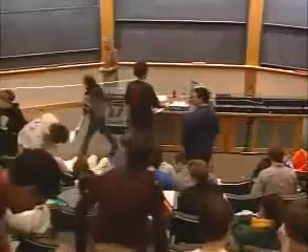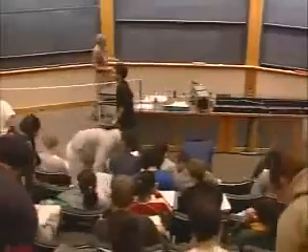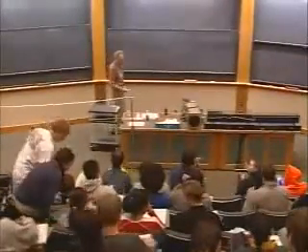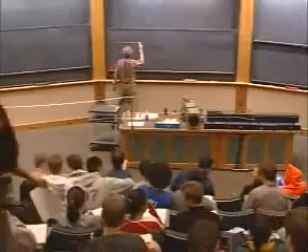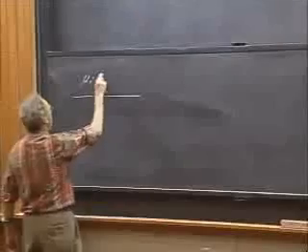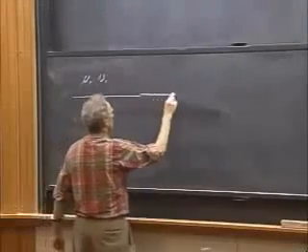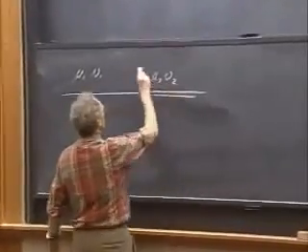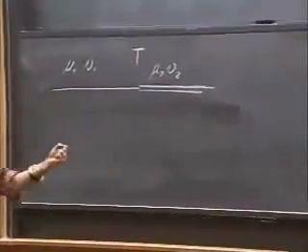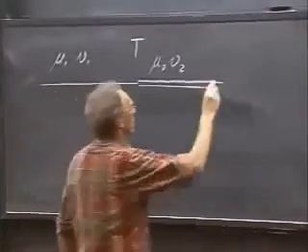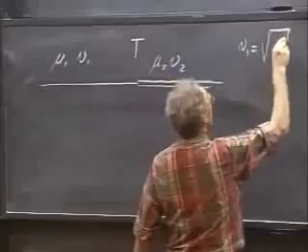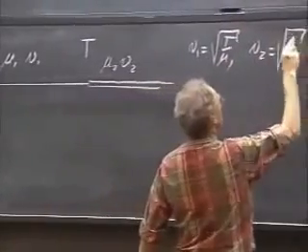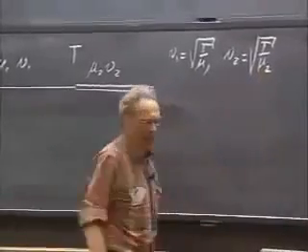I'm now going to change the boundary conditions, which is something that you will need very much for your problem set. Here is a string, mu1, v1, and here is a string, mu2, v2, and obviously they are at the same tension, one string. And so v1 is the square root of T divided by mu1, and v2 is the square root of T divided by mu2.